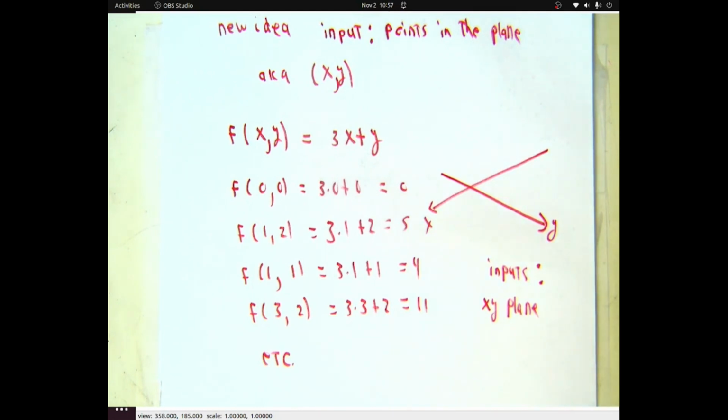The inputs into my function are going to be all of the different x comma y's that I could think of. So I'm going to need the entire xy plane to represent the inputs into my function, meaning I can't use the y-axis to plot the function value. What we did in previous work was we took a coordinate axis that was at right angles to the inputs, and that's where we plotted our function values.